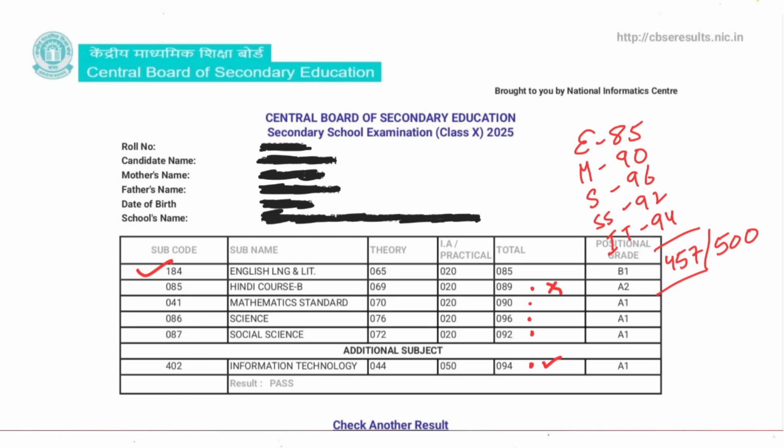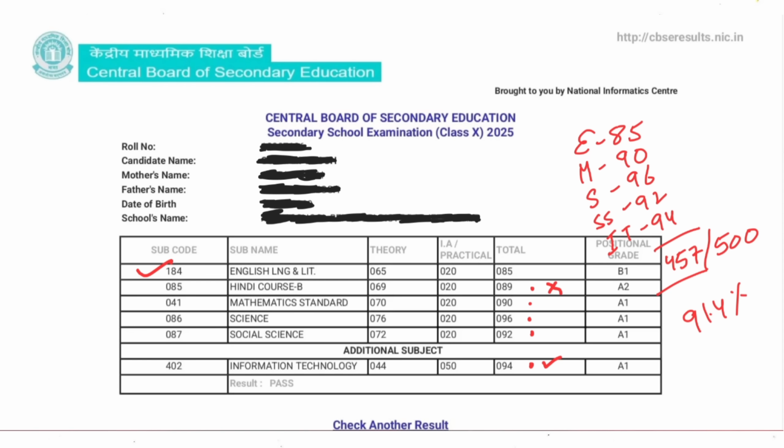Now to calculate the percentage, divide it by 500 and multiply by 100. So you are going to get percentage as 91.4. So the percentage comes out to be 91.4 percent.